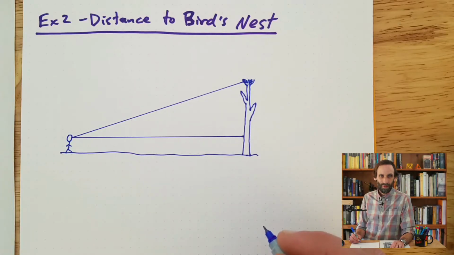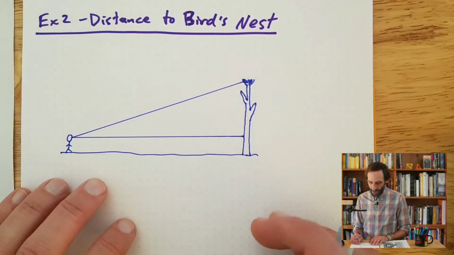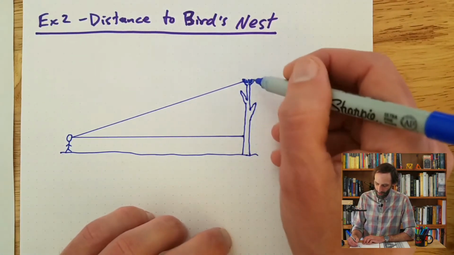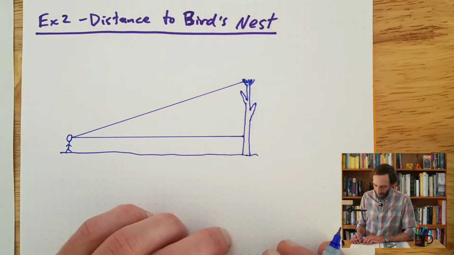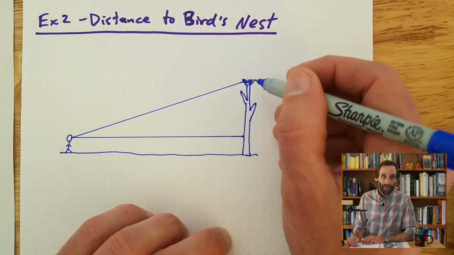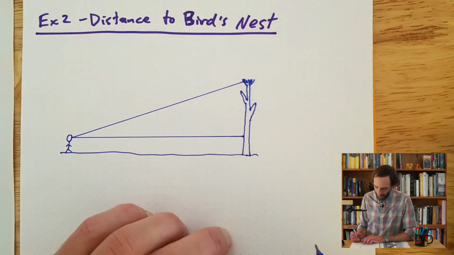All right, so let's go on to our second example. For this example, let's imagine that there's a bird watcher looking up at a bird's nest, and they want to know how far away they are from the nest itself. Okay, so here's my situation. This is my tree with a nest up top. It looks like it's probably one of those big eagle's nests or osprey's nests or something like that.